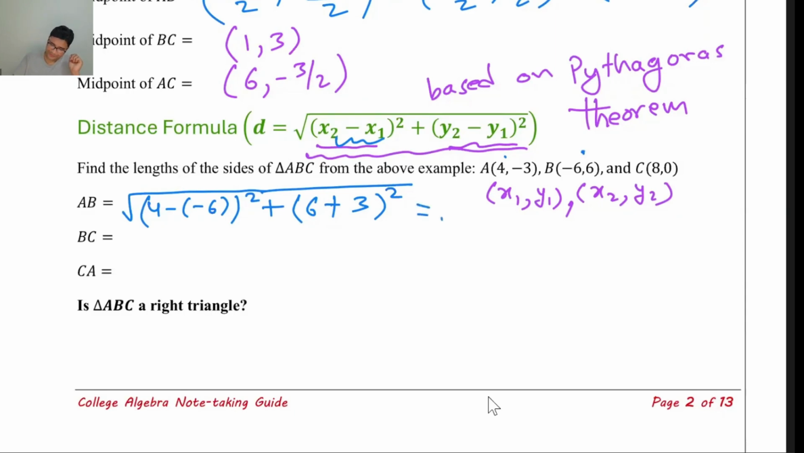So that will be under root 10 square plus 9 square. And you can very easily see that is going to be 181. 100 plus 81, 181, which is irrational, right? That's the length of the side AB. Go ahead and compute the lengths of BC and AC. I will only write the answers here, and you check your work.